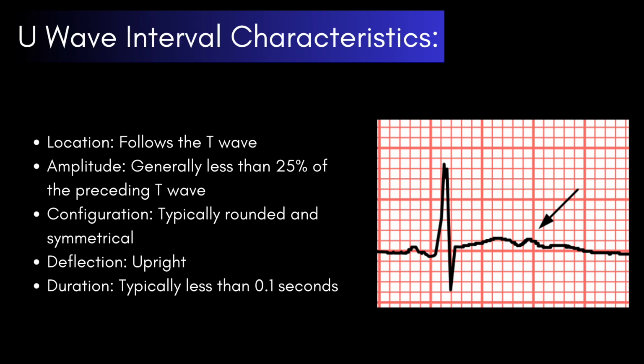Next, let's look at some characteristics of the U-wave. Location: follows the T-wave. Amplitude: generally less than 25% of the preceding T-wave. Configuration: typically rounded and symmetrical. Deflection: upright. Duration: typically less than 0.1 seconds.